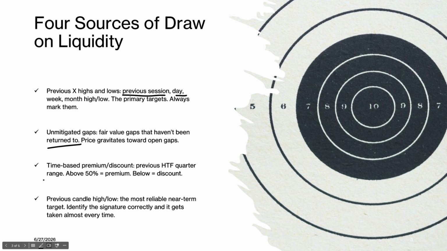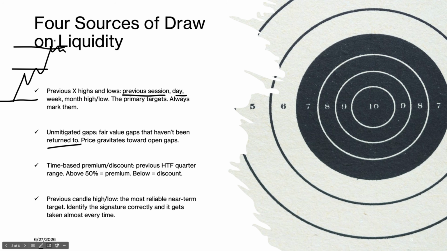Third, time-based premium and discount. Take the previous higher time frame quarter range: above 50% equals premium, below equals discount. Guys, this is simple. Let's say we have a range, and we're in an uptrend. What you basically need is your standard deviation, and look, where is the midpoint? Maybe somewhere here. So let's say we're trading here.